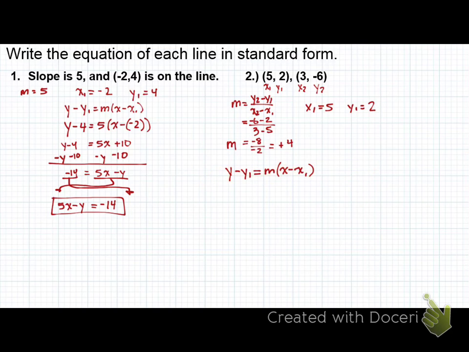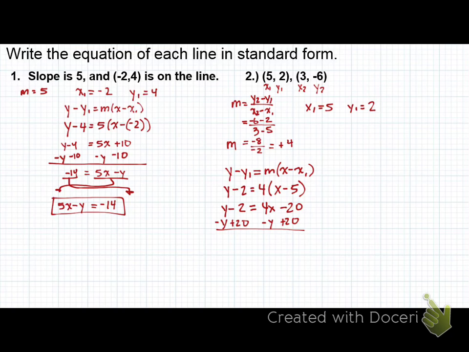So now I'm going to start working this out, substituting the values in. We got y minus 2 is equal to 4 times x minus 5. Distribute the 4, we got y minus 2 is equal to 4x minus 20. Then I'm going to subtract y on both sides because I want the y next to the x. And I'm going to add 20 to both sides so I get all my constants together.